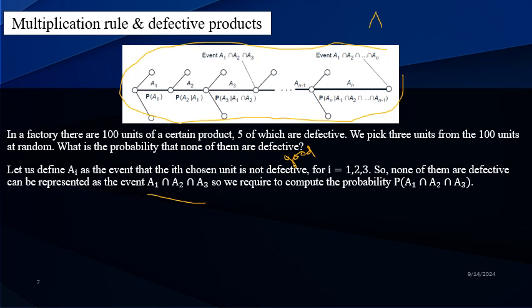We have designed this problem so that we can fit the multiplication rule here. It is not that this problem can only be solved with the multiplication rule. Later we will show another way of solving it. So the multiplication rule is one approach. If you are going to solve it using the multiplication rule, you have to compute the probability of Ai.